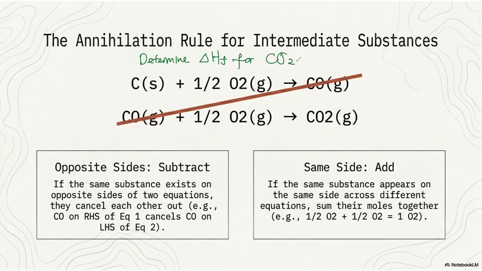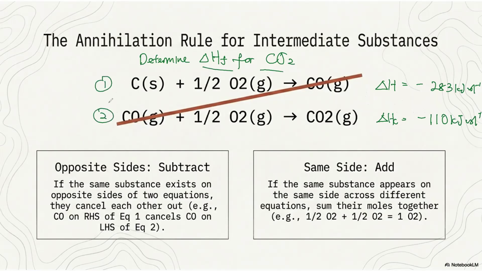Okay, so you are given two equations in here where C plus half O2 gives CO. The enthalpy change of the reaction is, let's say, negative, how many? I think I forgot already. 283 kilojoule per mole. Okay, and the combustion of the carbon monoxide is equal to negative 110 kilojoule per mole. Okay, so now we want to determine the enthalpy change of formation for carbon dioxide using equation 1 and equation 2 in here, right?